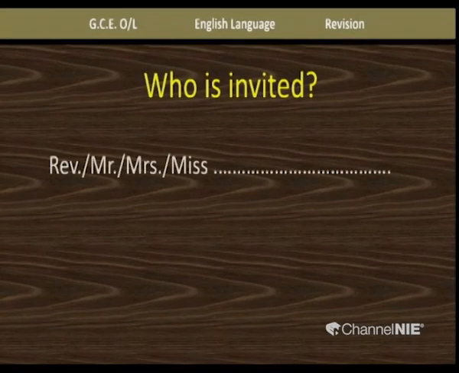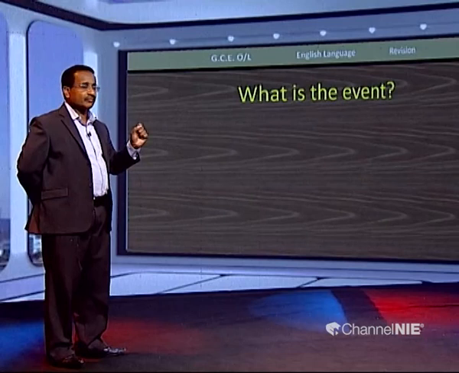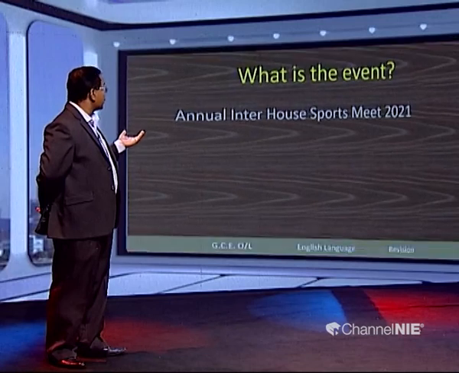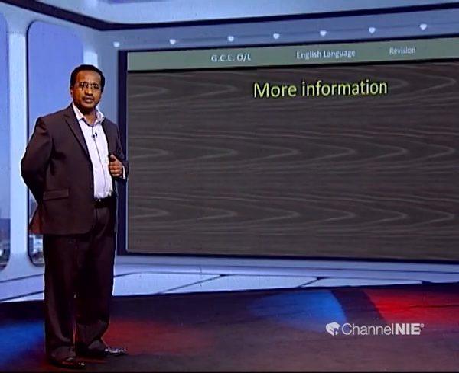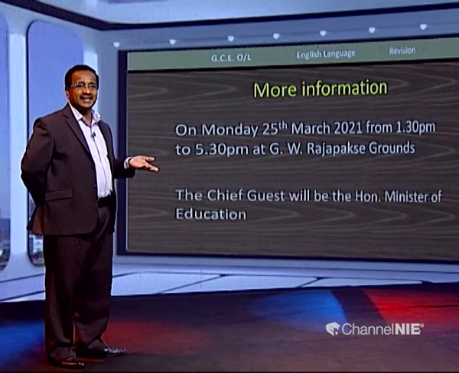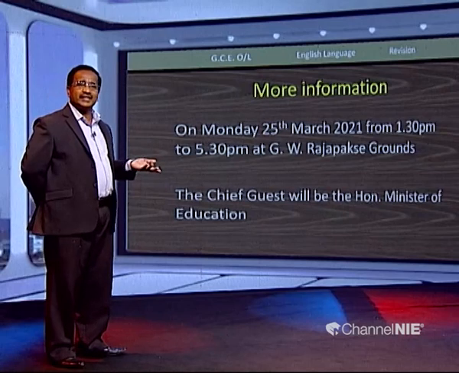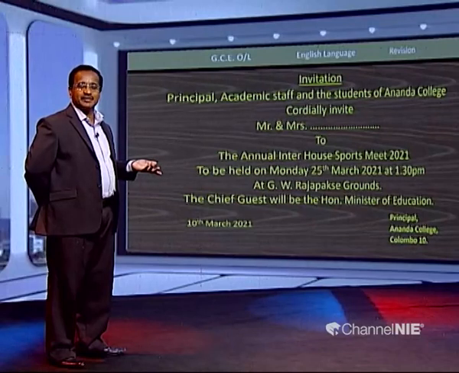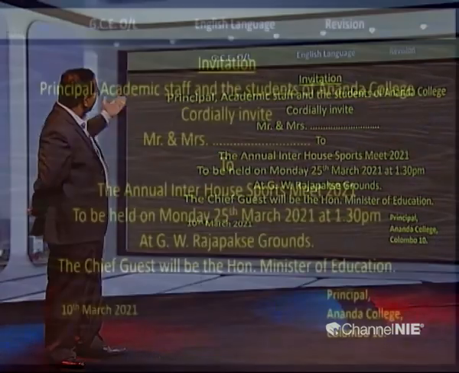Who is invited? Reverend, Mr., Mrs., Miss, and you have to leave a blank. You have to leave this blank in order to write down the name of the person who is invited. What is the event? Annual Inter-House Sports Meet 2021. More information, time, date, venue, and then the chief guest. Those are the information that we have to include, and then who writes it? The principal. Let us have a look at this invitation.